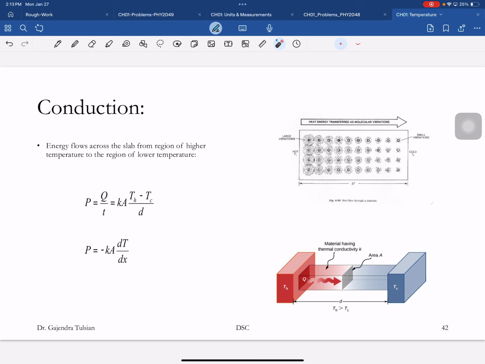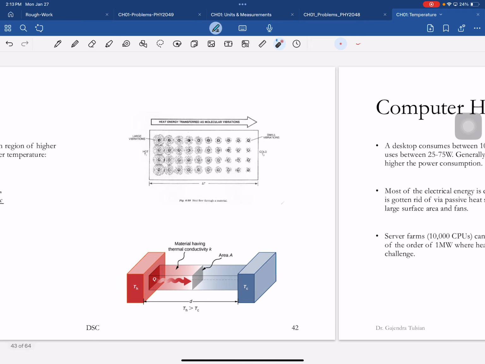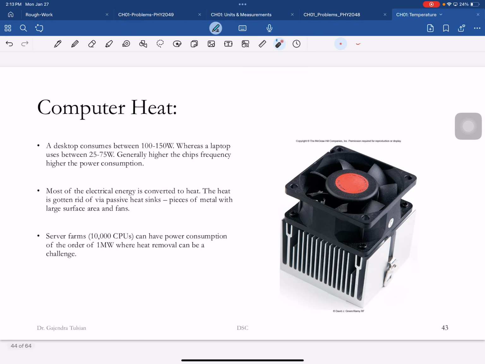And temperature is decreasing outside. So that's the positive x direction, minus dT by dx. This is negative, so there's the negative sign. That's the rate of change of temperature. That's the thermal conductivity. That's the area of the wall.